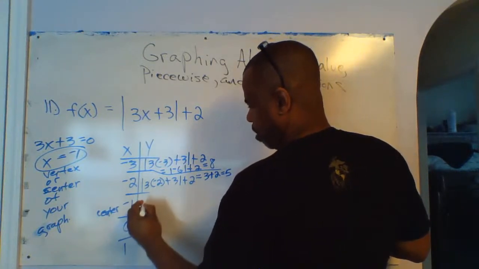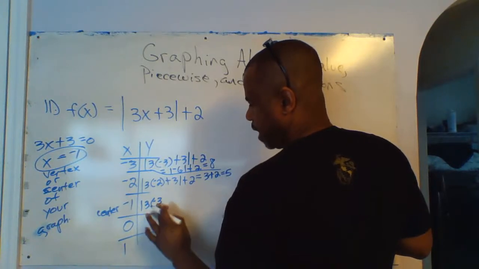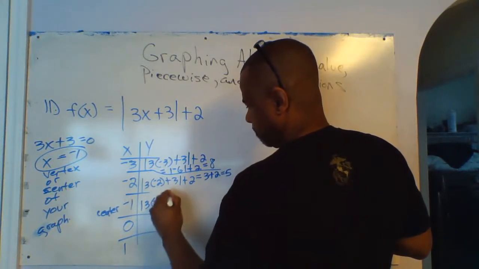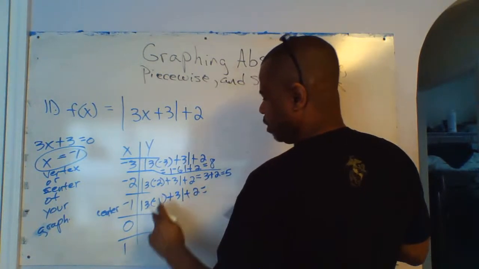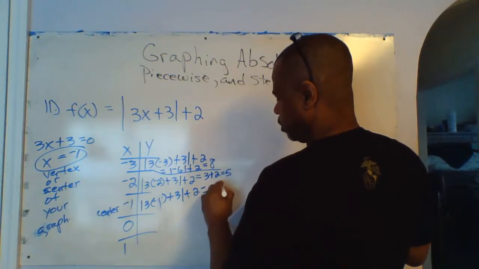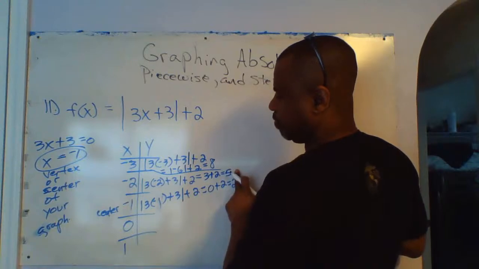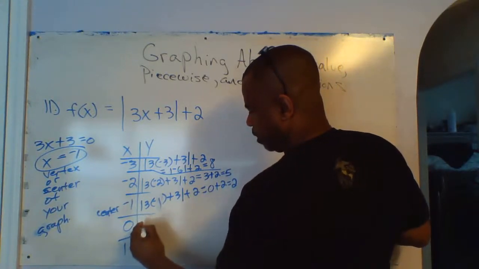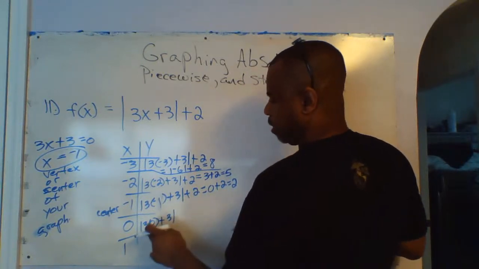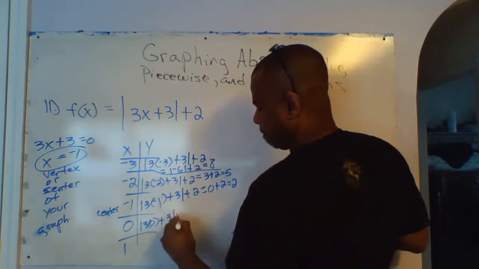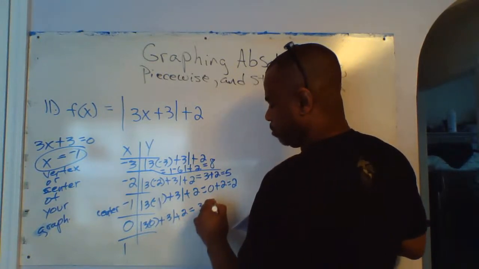Then we plug in -1. So we have the absolute value of 3 times -1 plus 3, plus 2. We know the inside is 0, so this is 0 plus 2, which is 2. Then this should be 5 when we plug in 0, but we'll do it anyway. So 3 times 0 plus 3, absolute value. That'll be the absolute value of 0 plus 3, which is just 3. And outside we have that 2.